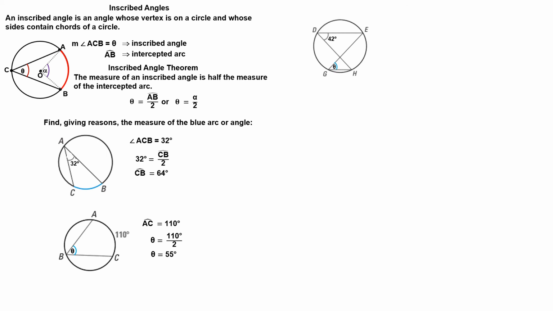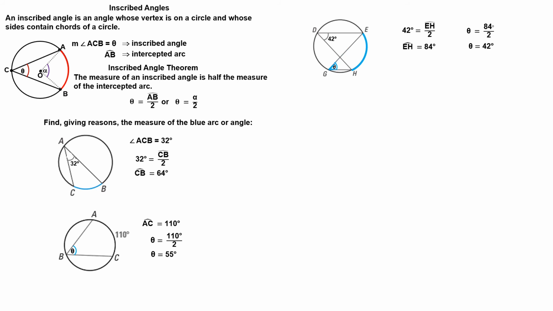42 degrees is an inscribed angle, and the blue arc is the intercepted arc. We know that the inscribed angle is half of the intercepted arc. So the blue arc is 84 degrees. Theta is the inscribed angle, and the blue arc is the intercepted arc. The inscribed angle is half of the intercepted arc. So the theta angle is 42 degrees.